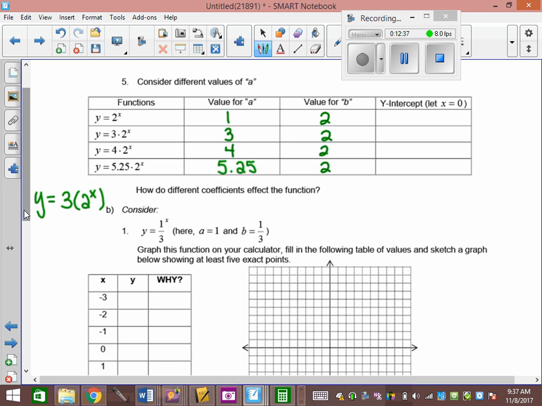Now, what's the y-intercept of these ones? Well, the 0 in the exponent only affects the 2, right? So this would be 2 to the 0, which is 1. This one is going to be 2 to the 0, which is 1, and 1 times 3, which is 3. And then 4, 5.25.